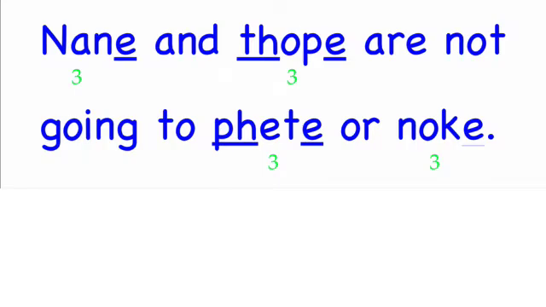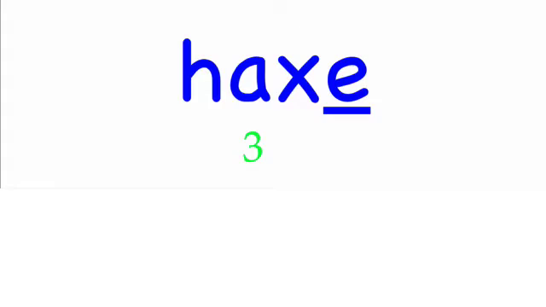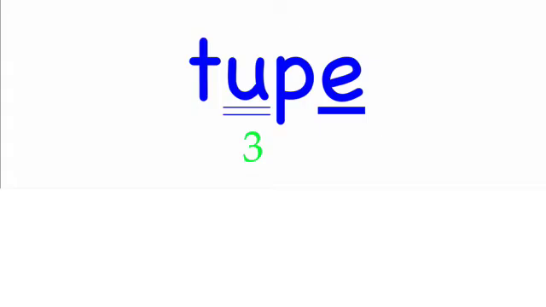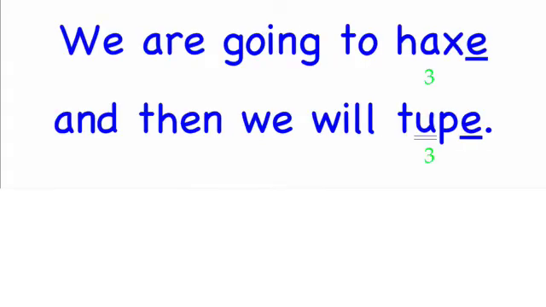Sentence 2. We are going to hakes, and then we will toop. The first word is hakes. It has 3 sounds. H, A, X. Hakes. And then we will toop. Toop. 3 sounds. T, U, P. Toop. We are going to hakes, and then we will toop.